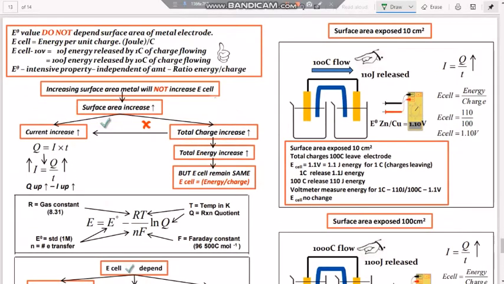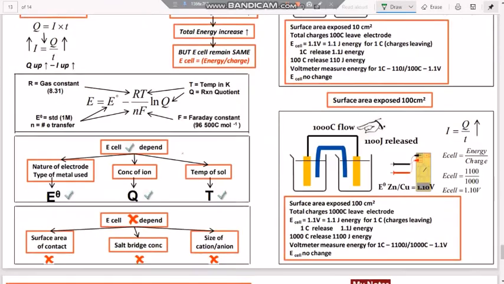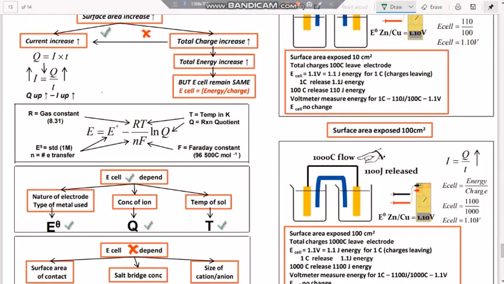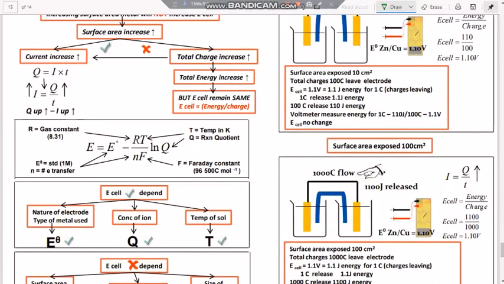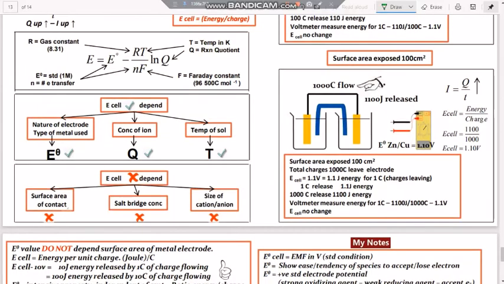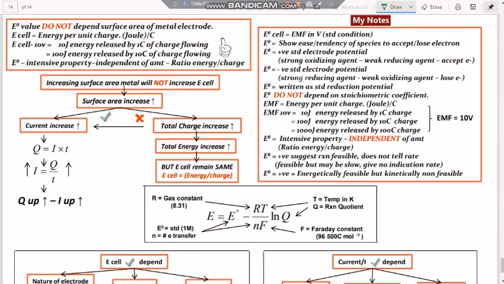Now, you see the Nernst equation: E is equal to E naught minus RT by NF into log Q. E cell depends on these conditions: nature of the electrode, concentration of the ion, and temperature of the solution. It does not depend on the surface area of contact, salt bridge concentration, and size of the electrode.